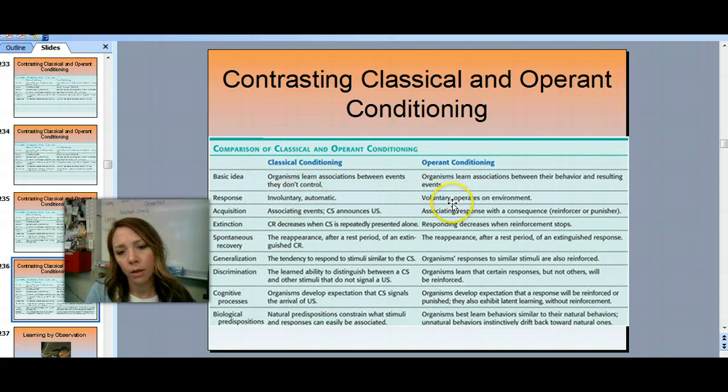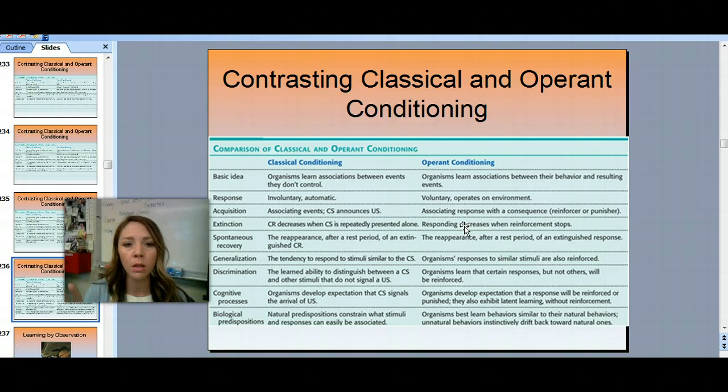And then if you want to go down to biological predisposition. So you're naturally predisposed with the stimulus and response for classical, thunder, lightning. Operant, organisms best learn behaviors similar to their natural behaviors. Unnatural behaviors means they'll usually drift back, or instinctive drift, go back to their natural ways. So I can teach a seal to balance a ball as long as it's being punished and rewarded. But if it goes back into nature where those punishments and rewards go away, the behavior goes away as well.